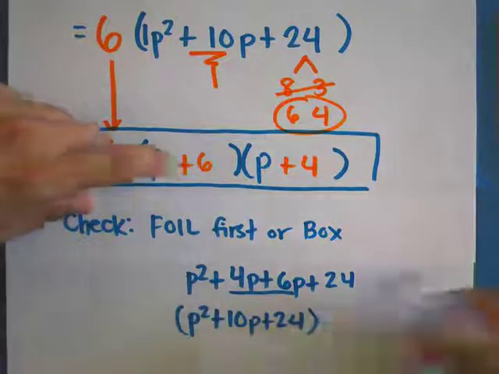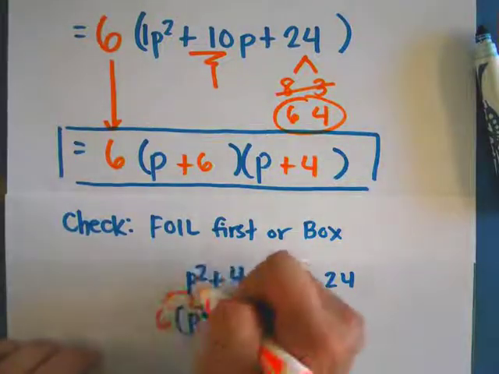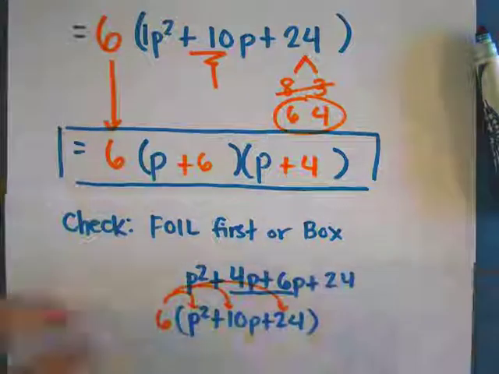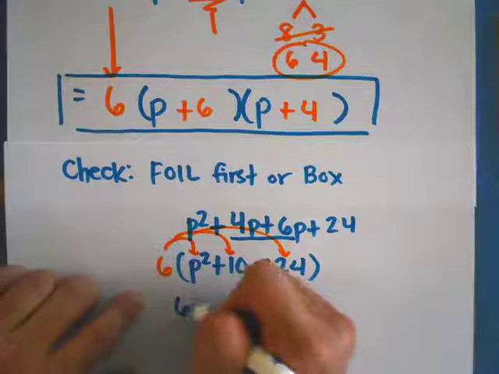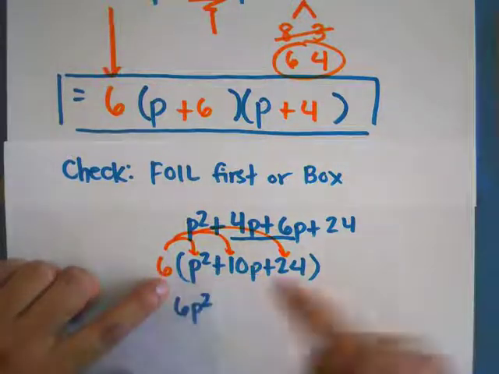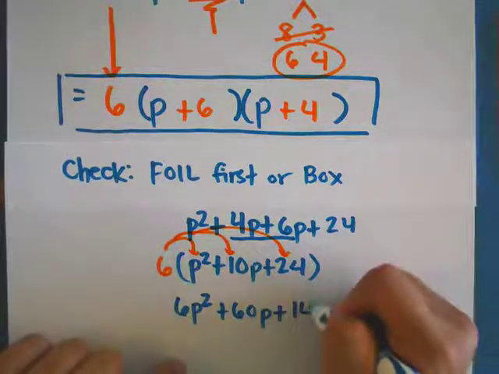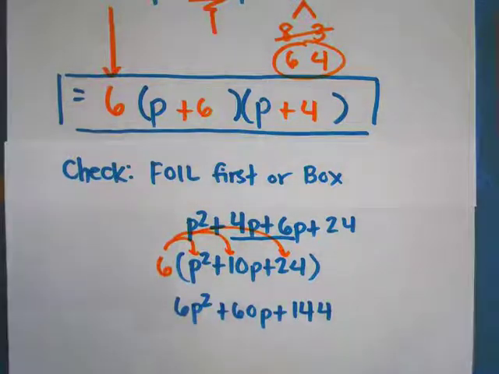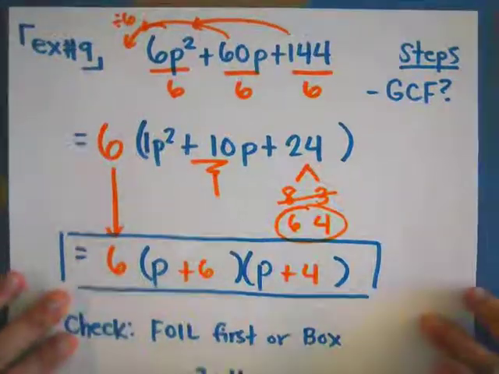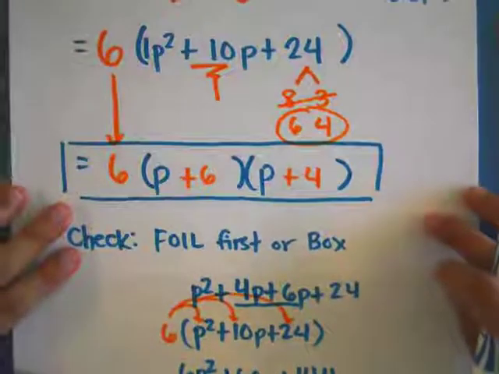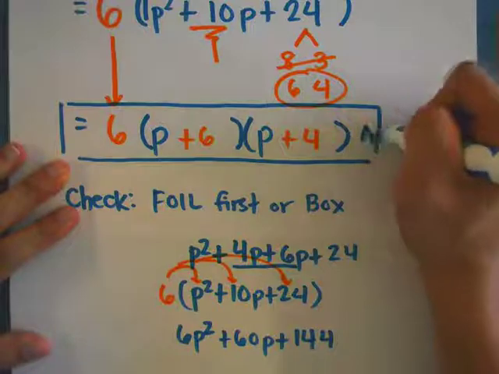We're not done yet, because now we can bring that 6 to that side and redistribute it back and see if the answer checks out, okay? 6 times p squared is 6p squared. 6 times 10p is positive 60p. And then 24 times 6 is 144. Let's see if that works out, and yes, it does. When we checked our work, we came out with the original problem that we started off with. So this is the answer.